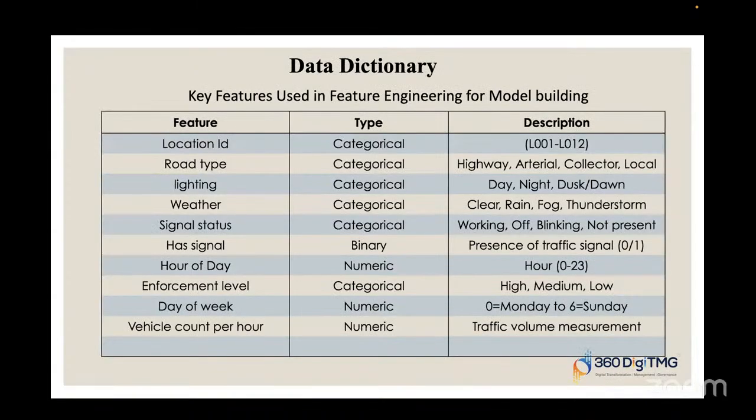So this is our data dictionary: location ID, road type. These are all categorical data, as are weather status and signal status. Signal yes or no is binary, 0 and 1. Hour of the day is numeric, in time format, and enforcement level is also categorical: high, medium, low. Day of the week is also numeric, and vehicle count per hour is also numeric data.